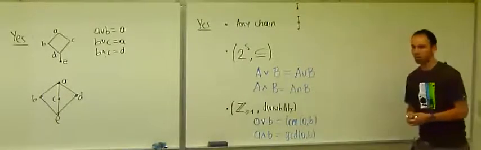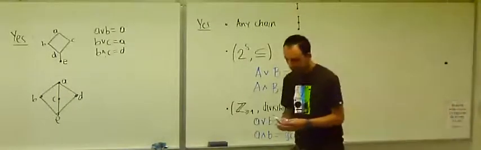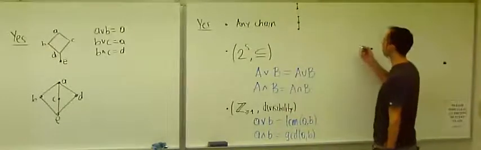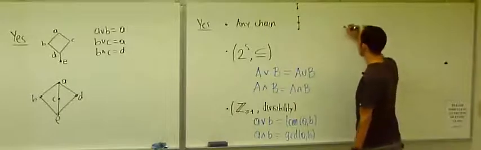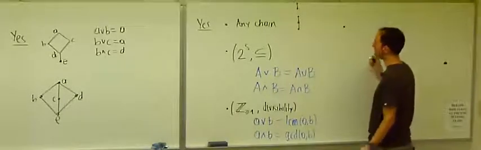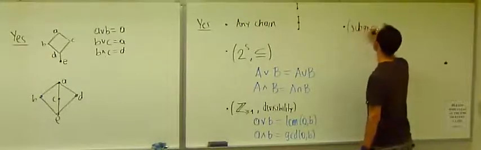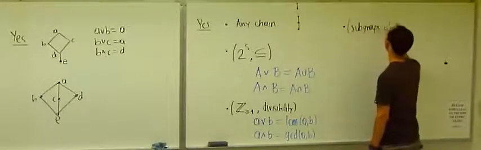Okay. So there you go. So that's another example. There's really a lot of other examples. Maybe another one, subgroups of a group.